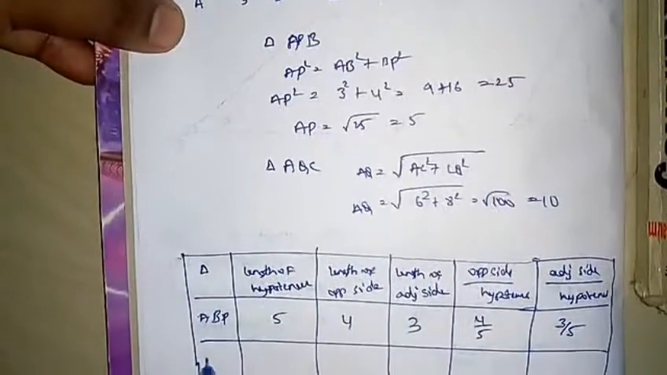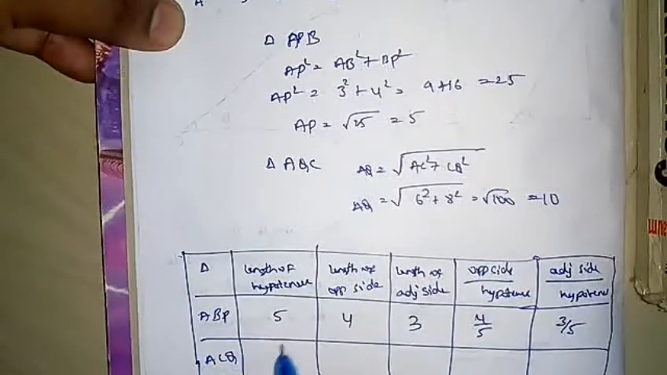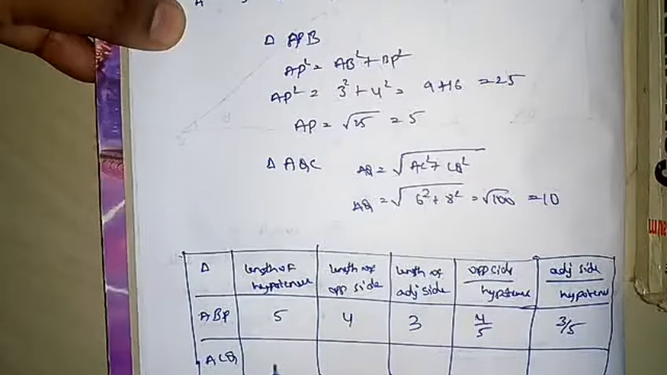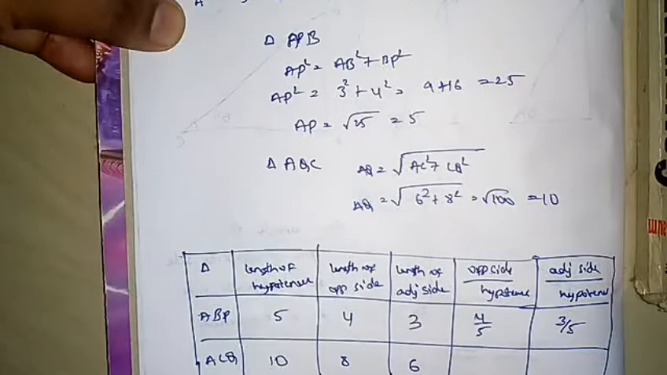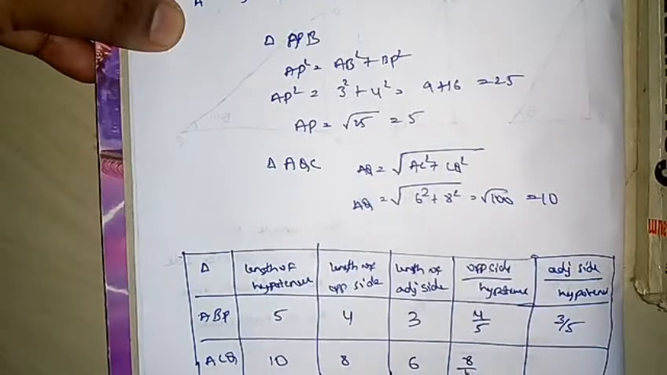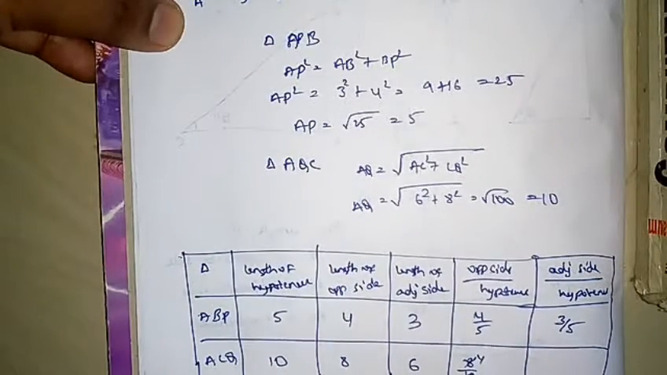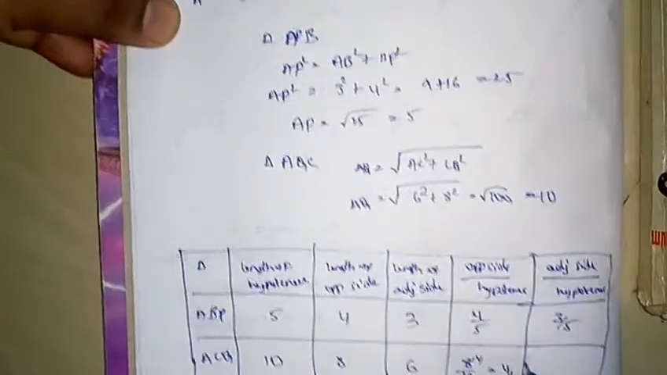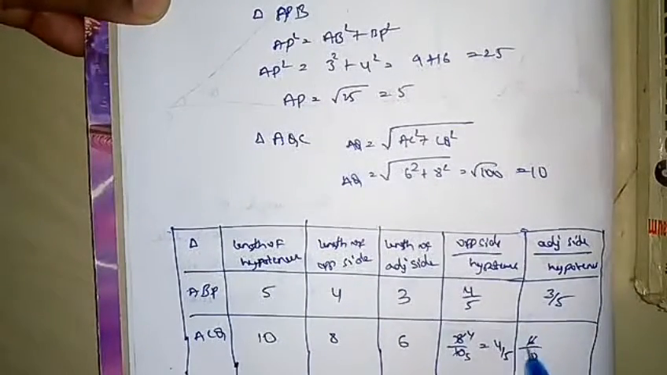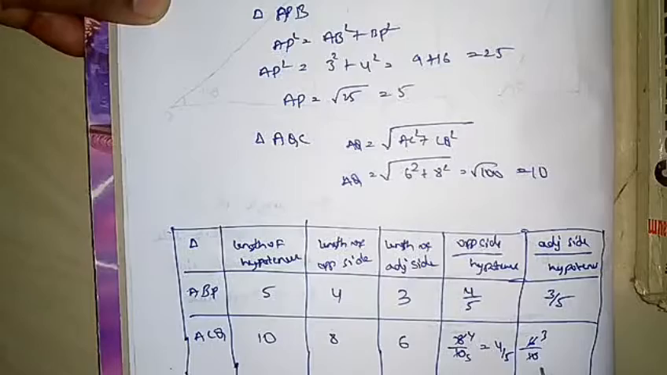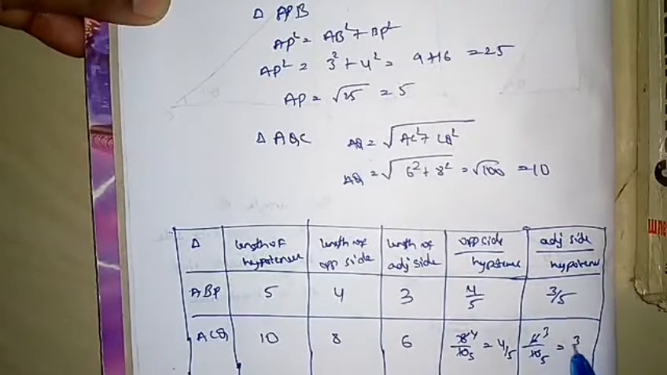Next triangle ACQ. Here length of hypotenuse is 10. This is 8. 8 by 10, or 2 4s are 2 5s are, which is equal to 4 by 5. In this, 6 by 10, 2 3s are 2 5s are, is equal to 3 by 5.